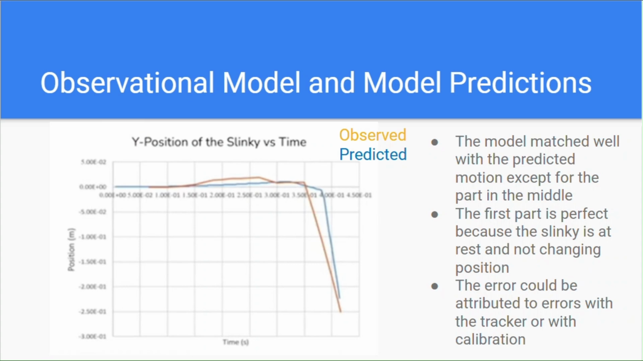Here's the observational model and the model predictions. As you can see, the model matched fairly well with the predicted motion, except for the parts in the middle. The first part was exactly perfect and spot on because the slinky is at rest and therefore not changing position, so there should not be any error there. But the error in the middle could be attributed to a number of things, but it could be attributed to errors with the tracker or with the calibration. And in the model, the orange line is the observed line and the blue line is the predicted line.